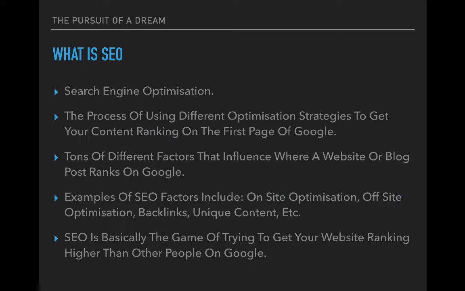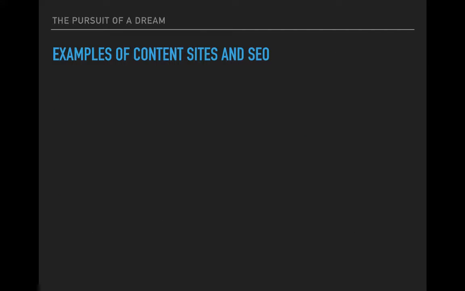So let's say you have an article or blog post on weight loss and you're targeting keywords like how to lose 10 pounds in 10 days. When someone types that into Google, you want to aim to be the first website that they see. That's the whole idea of search engine optimization. Okay, so what we're going to do now is look at some examples of content sites and SEO. This is going to help you get a much better idea of what it's like to be trying to build a content site and trying to be doing SEO.